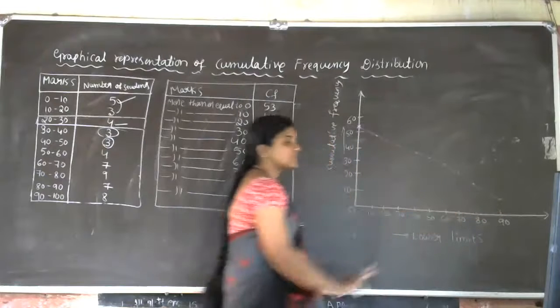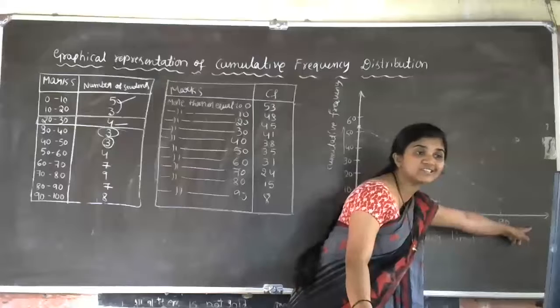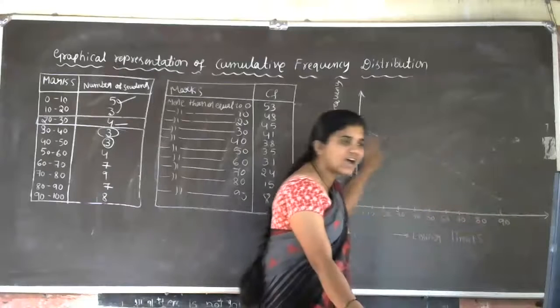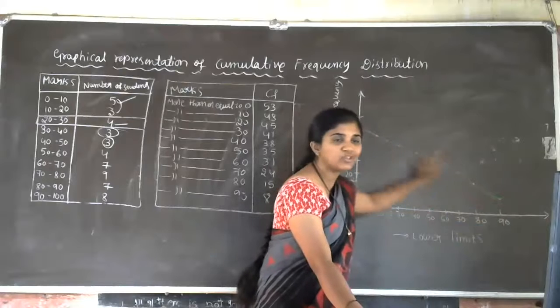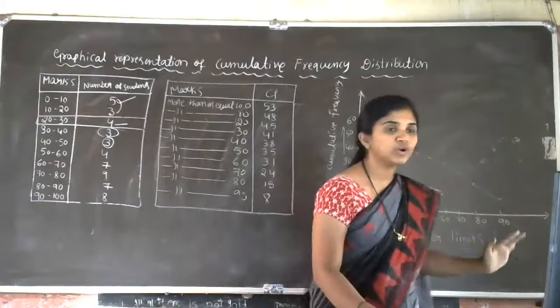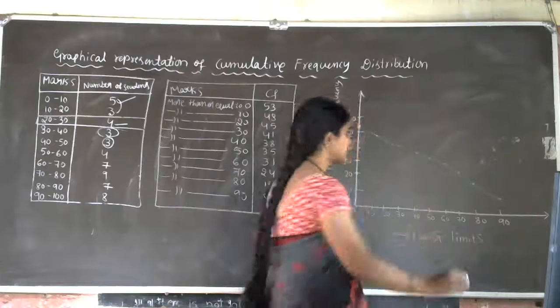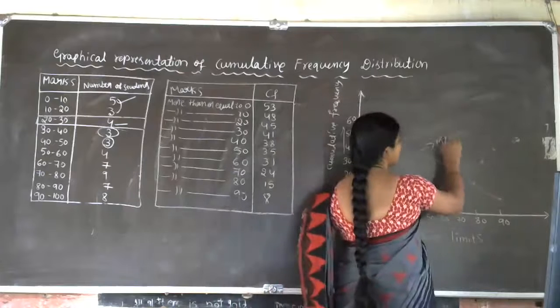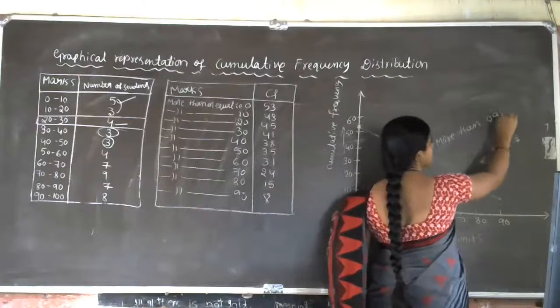Okay, so this is the more than ogive. Don't connect this to this axis. Just an arc, a curve. This is the more than ogive, or more than type cumulative frequency curve. The standard word is more than ogive. This is called the more than ogive.